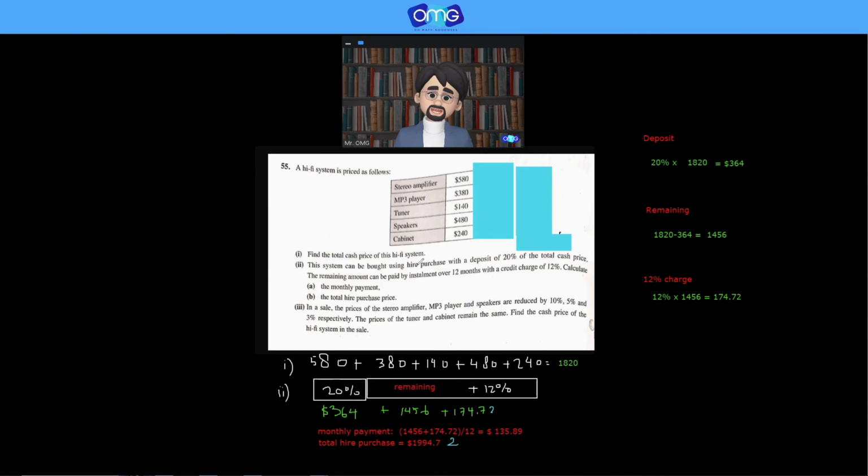And then in a sale, the price of the amplifier is reduced by 10%, MP3 player 5%, speaker reduced by 3%. So this is the real price. We add them all, we get this is the total price, and that's the answer.